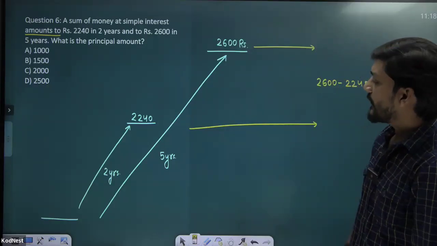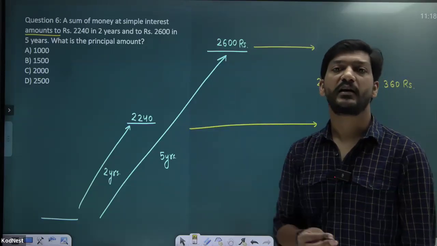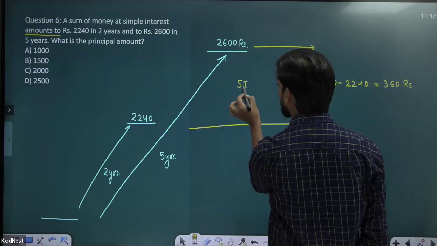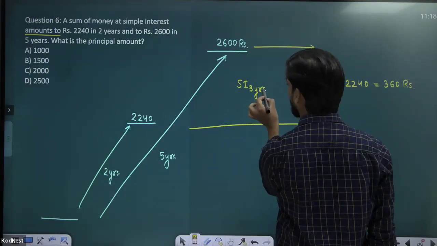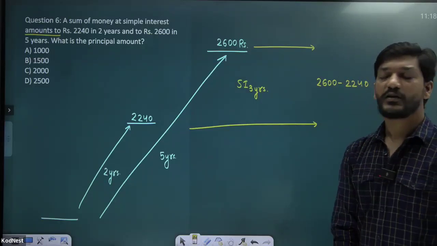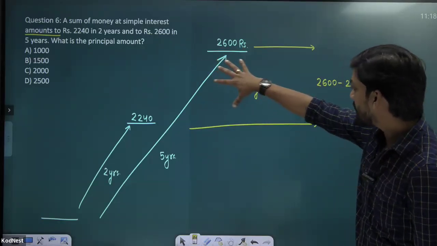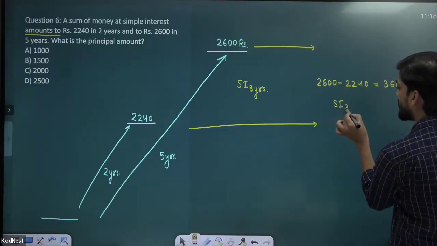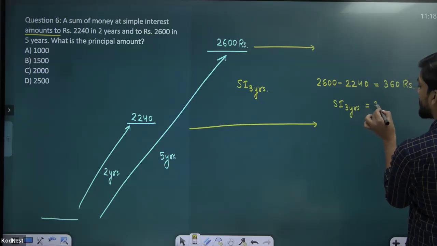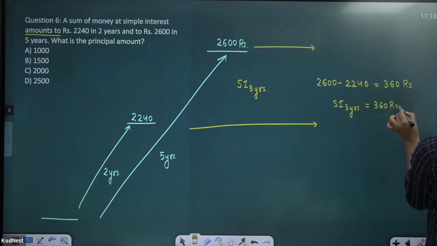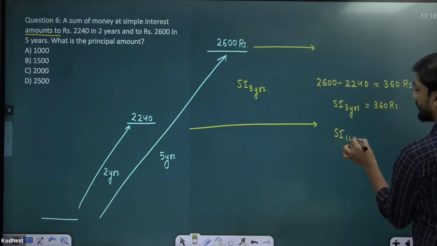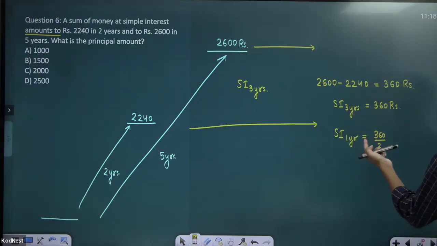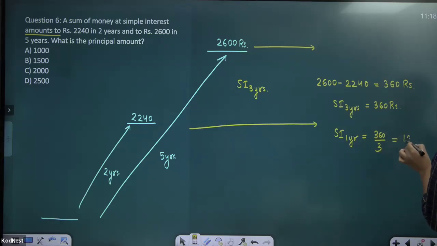So my dear, if the value changes, there is only one reason. That reason is simple interest. So the value is changing because the bank is giving you interest. So simple interest of 3 years is the reason. In the last 3 years, I can see the change. That change is 360 rupees. So simple interest of 3 years, I can say, 360 rupees. That means simple interest of 1 year will be 360 by 3, because 3 years is 360. So 1 year will be 360 by 3. That is 120 rupees.